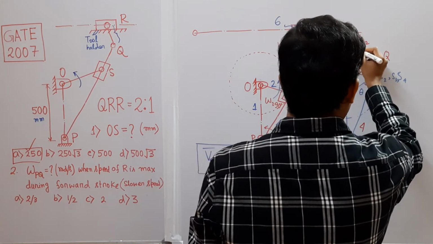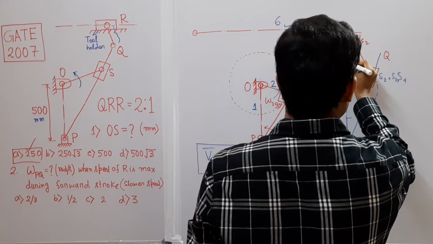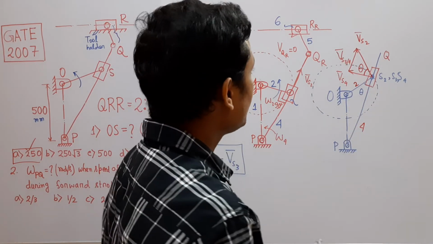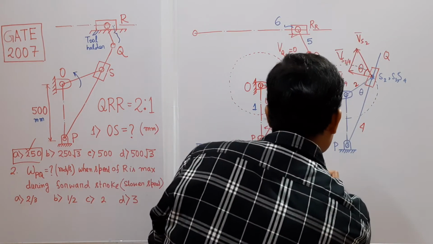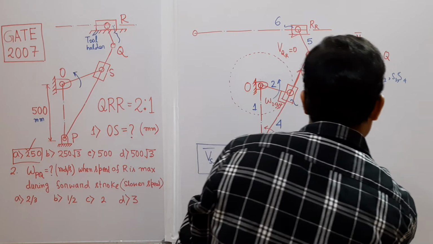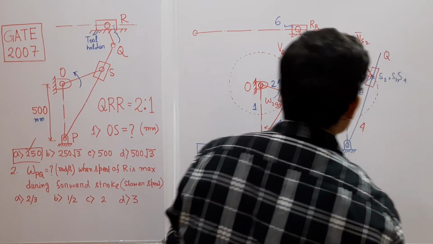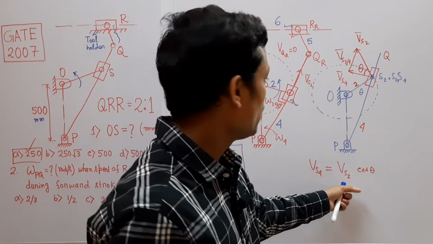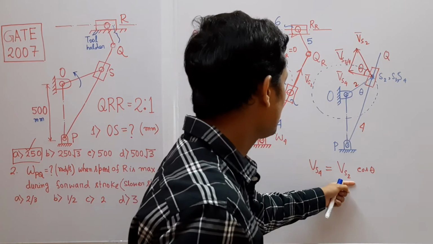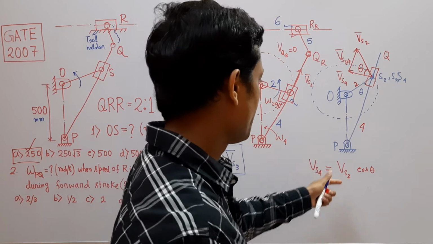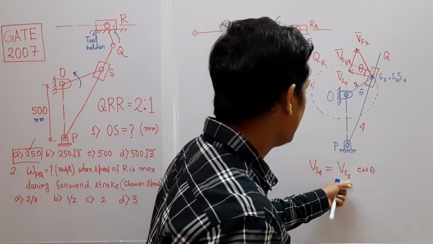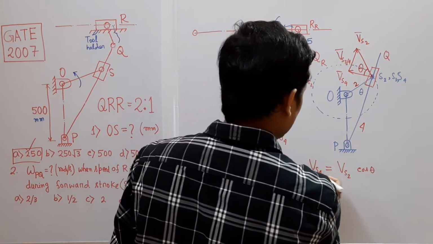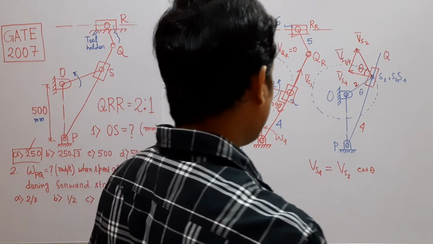So this is Vs3 by 4. So for any other instant, that is the equation. Here Vs4 becomes Vs2 cos theta. Vs2 is constant because omega is constant. At all instants Vs2 has the same velocity, and Vs4 varies with Vs2 cos theta. Now here theta was 90 degrees. So when theta was 90 degrees, Vs4 becomes 0 because cos of 90 is 0.